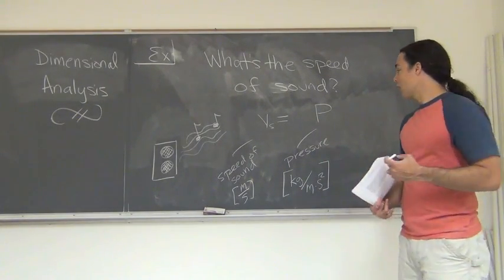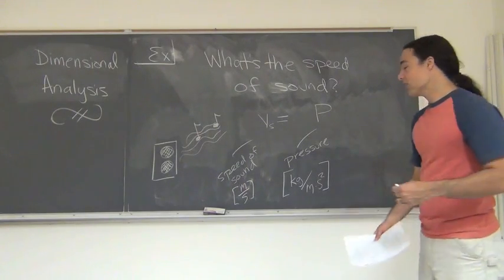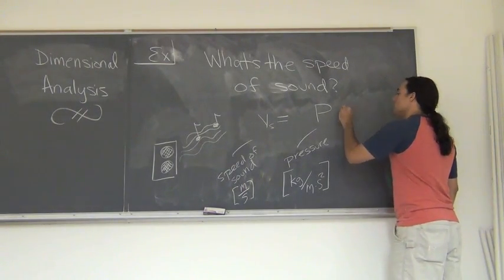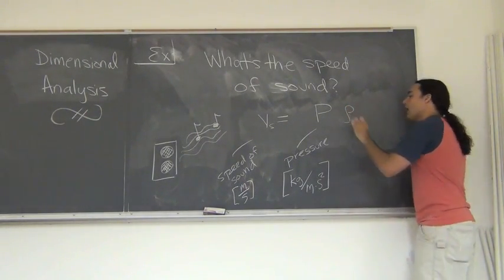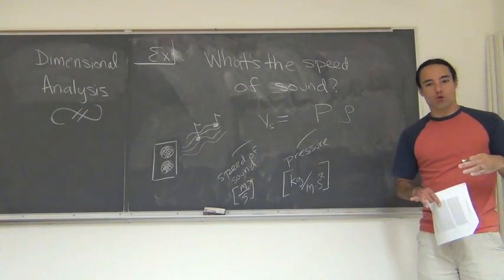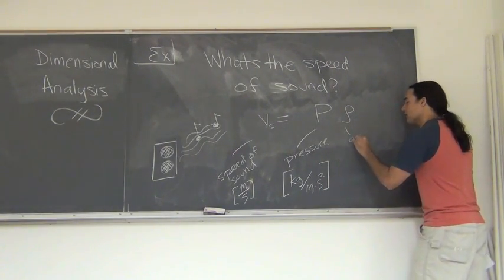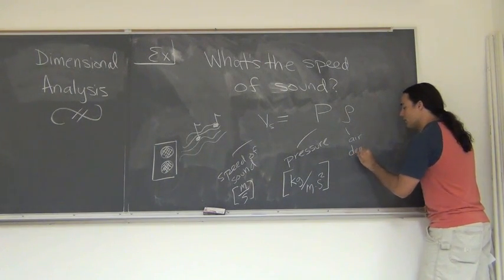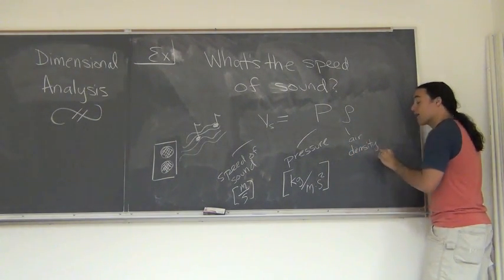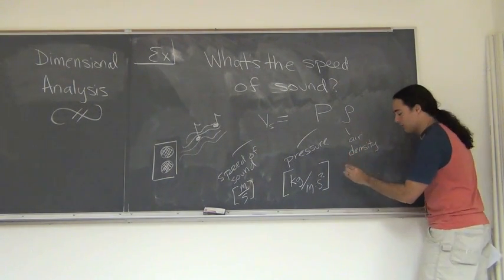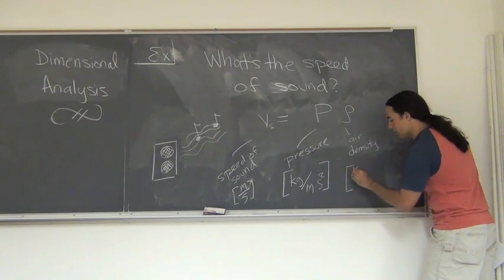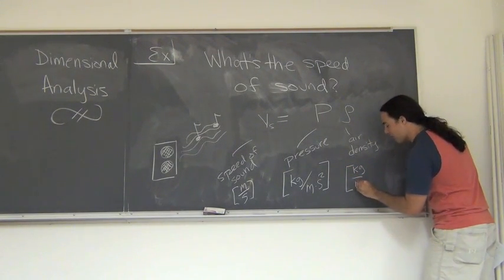What else could it depend on? Well, maybe it depends on the density of the air. That looks like a P. It's actually the Greek letter rho. This is for air density. Air density, in fact any density, is going to have units of kilograms divided by meters cubed.